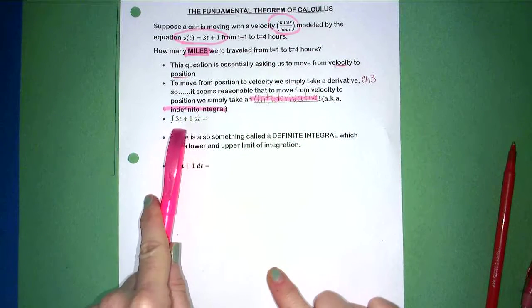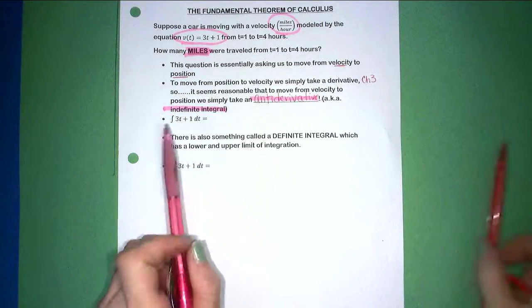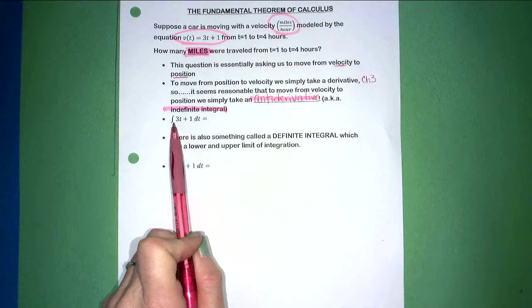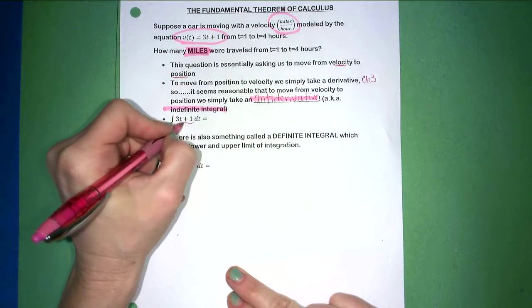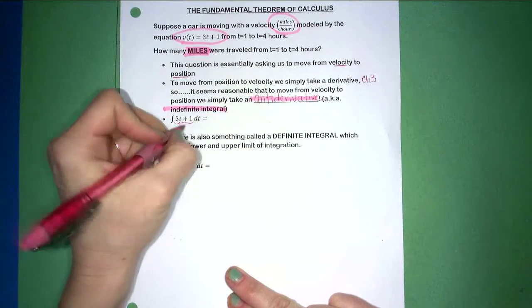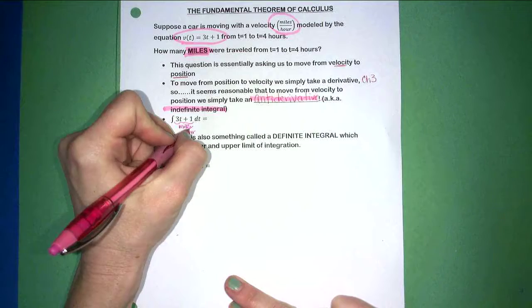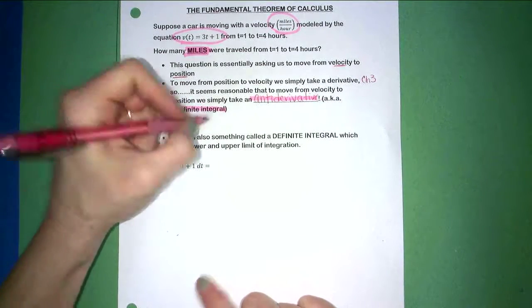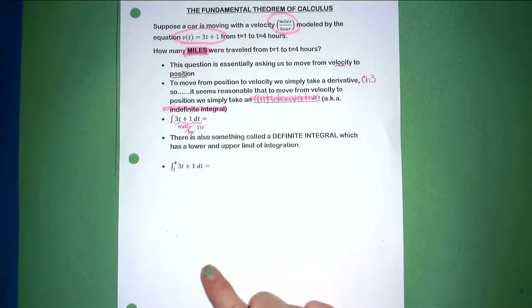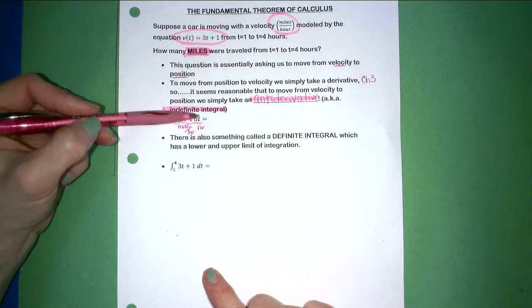So here we go. If I'm taking the antiderivative or the indefinite integral of velocity, 3t plus 1, that is my v of t equation. This is measured in miles per hour. And we do this with respect to time. This is like my delta t, which is measured in hours. You can see how when I multiply miles per hour times hours, the end result is going to be miles.